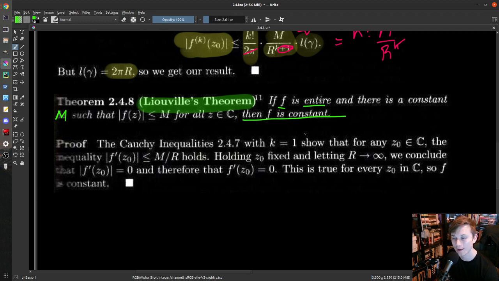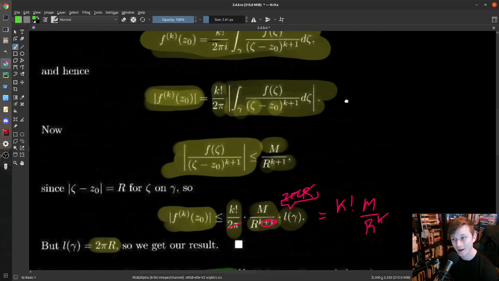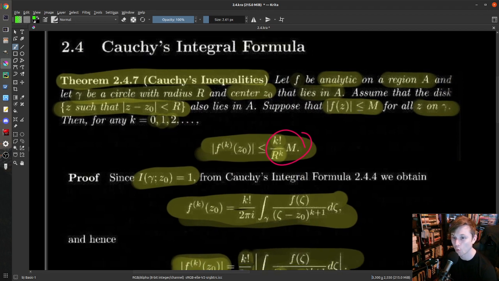Well, let's see. Why is this? It's an immediate consequence of the Cauchy inequalities. So the Cauchy inequalities for k equals 1 show that for any z naught in C, we have that |f'(z naught)| is less than or equal to M over r. Holding z naught fixed and letting r go to infinity, a kind of crazy trick, since we are just taking gamma to be a circle with radius r centered at z naught, right? Then this has got to be true for any circle. So if it's true for a circle of radius 1, it'll be true for a circle of radius 2, and so on, and so on.